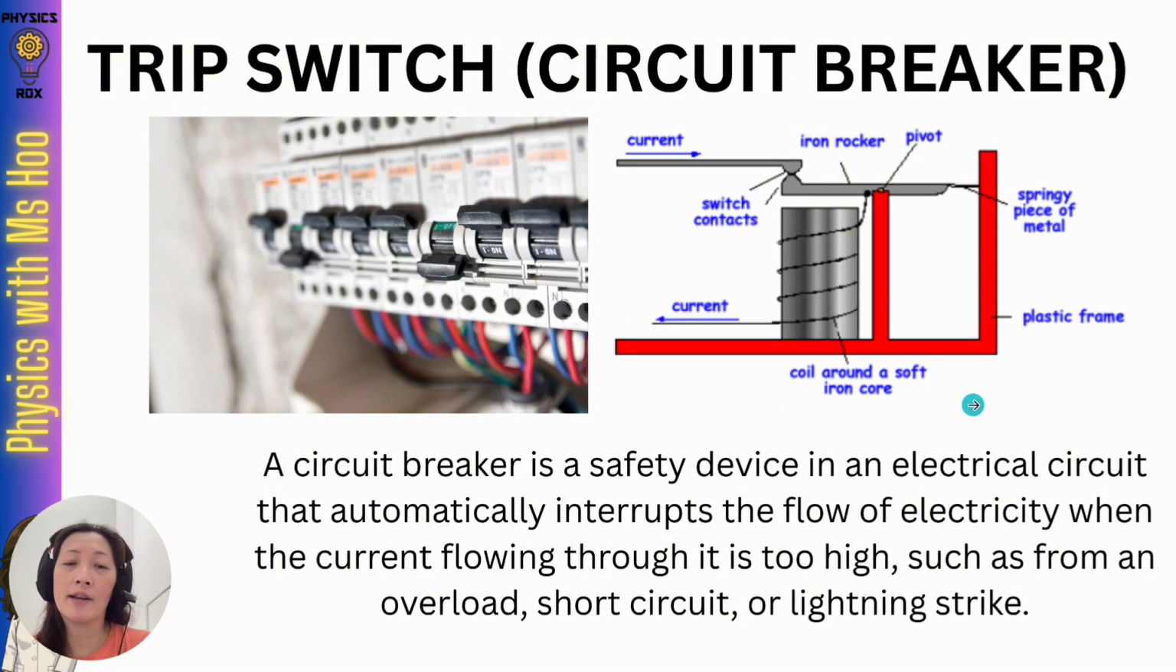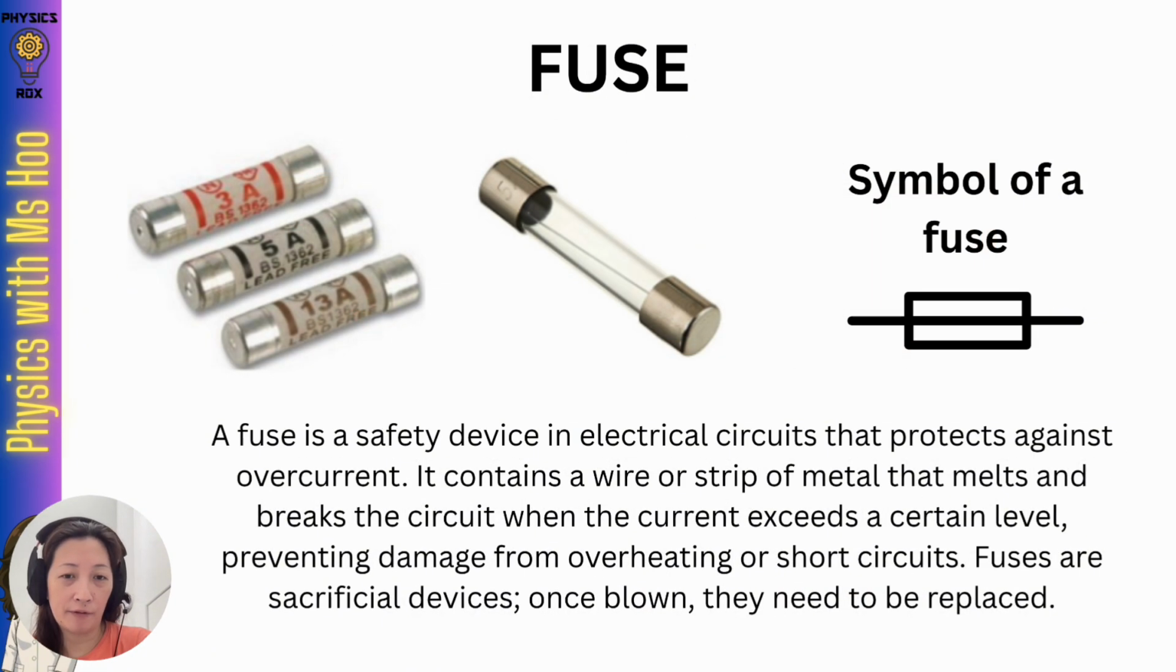So the trip switch or circuit breaker is placed at the entry point of where current flows into that zone. So the circuit breaker is the first level of safety in a house or in a building. The second safety level is a fuse. A fuse is a safety device in electrical circuits that protects against overcurrent. It contains a wire or a strip of metal that melts and breaks the circuit when the current exceeds a certain level, preventing damage from overheating or short circuits.